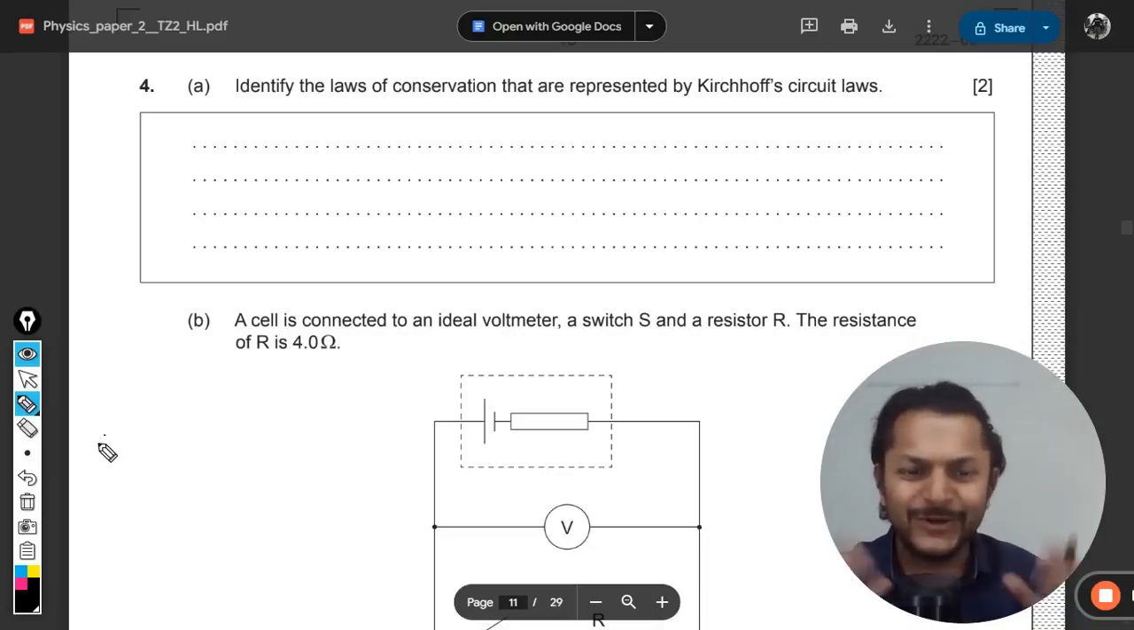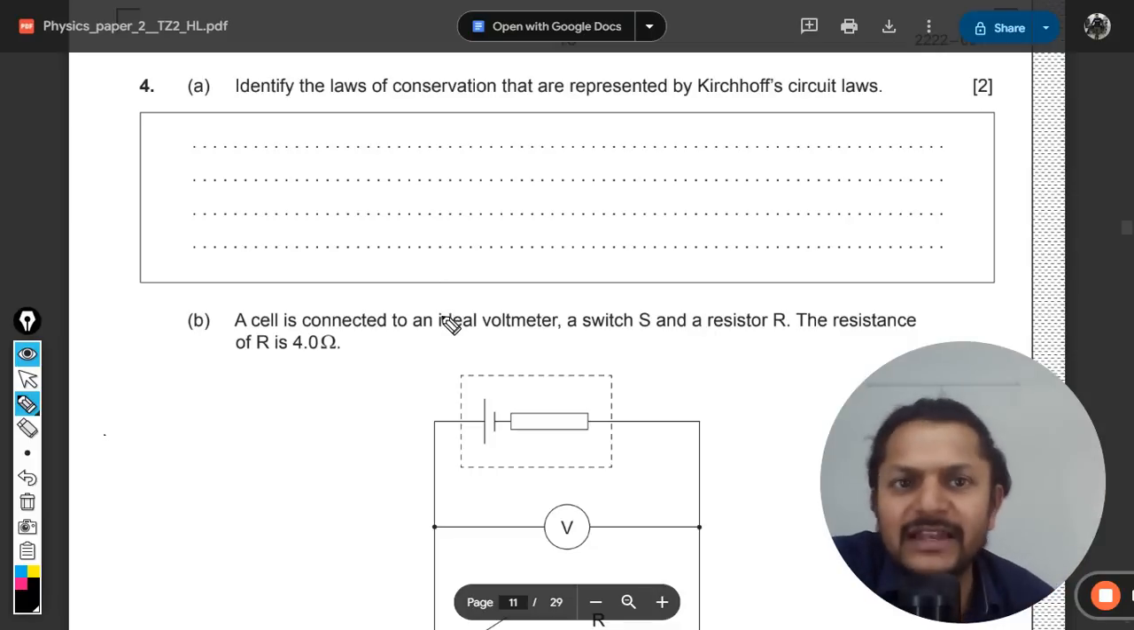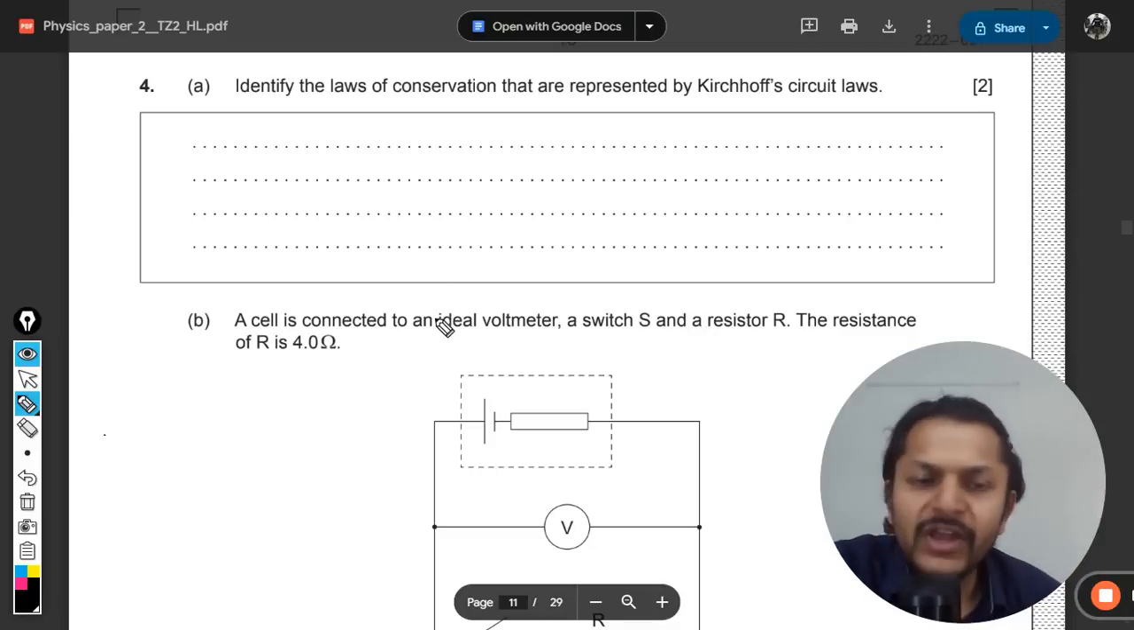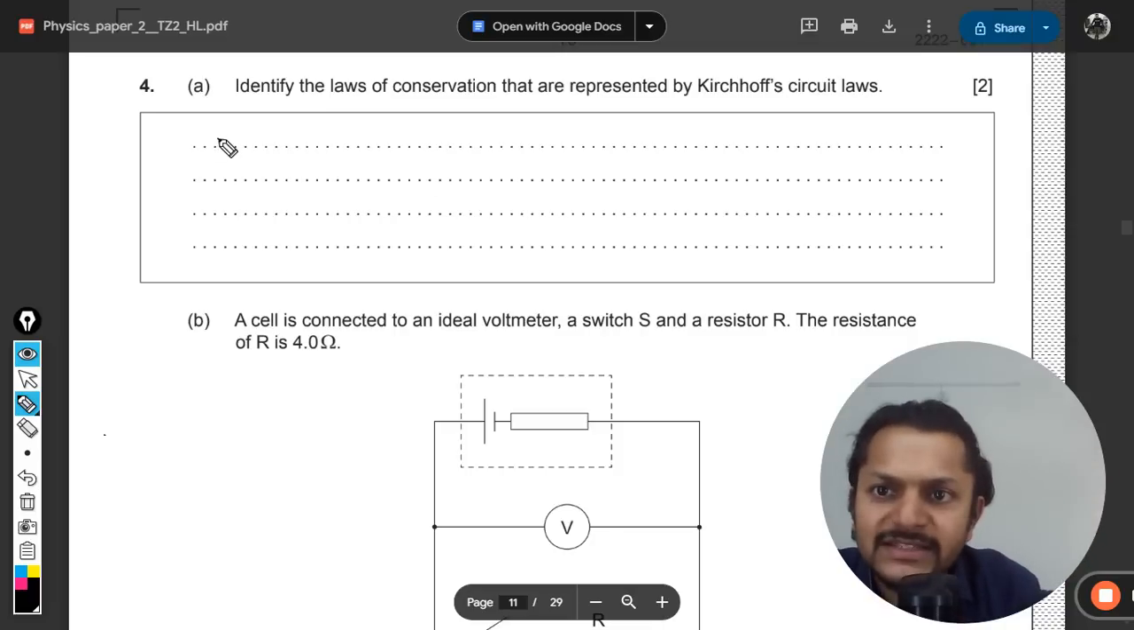Okay, dear student, let's see what is there in this question. Identify the laws of conservation that are represented by Kirchhoff's law. Okay, so Kirchhoff's law consists of two laws. Number one is the junction law.